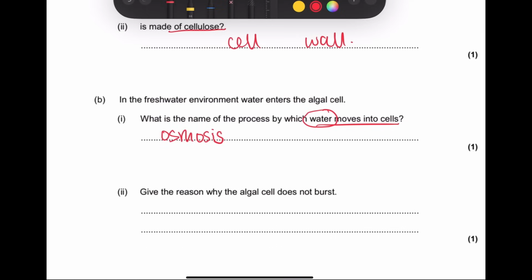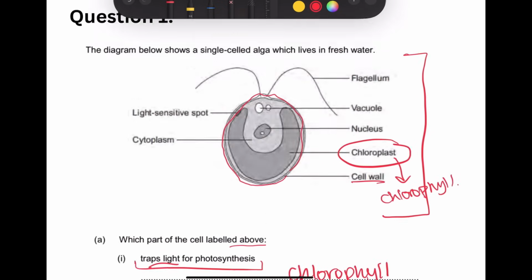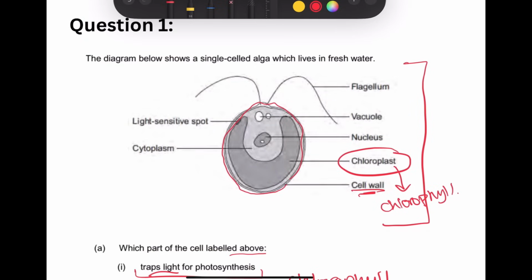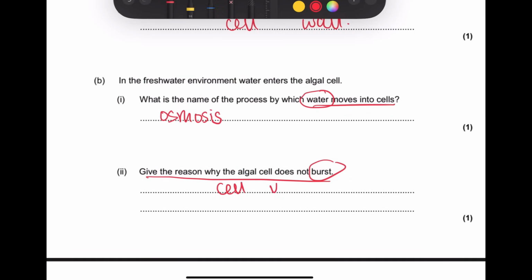Okay, so give the reasons why the algal cell does not burst. Why does it not burst? Since we know that it has a cell wall, this cell wall is the reason why it does not burst, because this cell wall is really strong. It's not able to burst easily because it pushes back, so it's not able to take in too much water. In the marking, we could just write cell wall, but it's better for you to understand what you said. So the cell wall allows it not to burst.